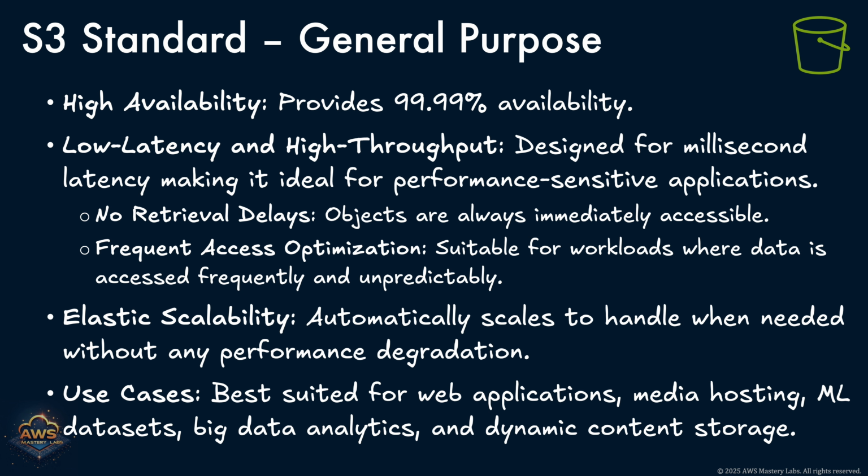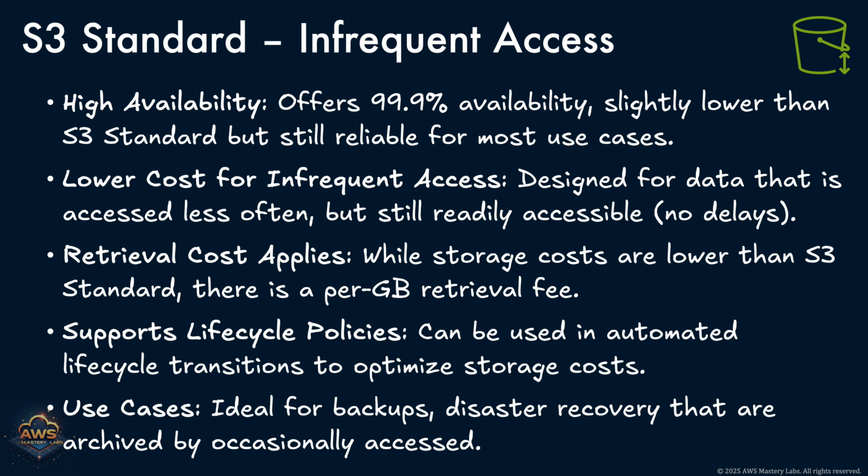Its flexibility and performance make it a foundational choice for organizations that need fast, frequent, and reliable access to their data without compromise. Amazon S3 Standard Infrequent Access, commonly referred to as S3 Standard IA, is a storage class designed to strike a balance between cost and availability for data that doesn't need to be accessed frequently, but must remain immediately retrievable when needed. It's a perfect choice for organizations looking to optimize storage costs without sacrificing the ability to quickly retrieve critical data. S3 Standard IA offers 99.9% availability, slightly lower than the S3 Standard class, but still highly reliable for most business continuity needs.